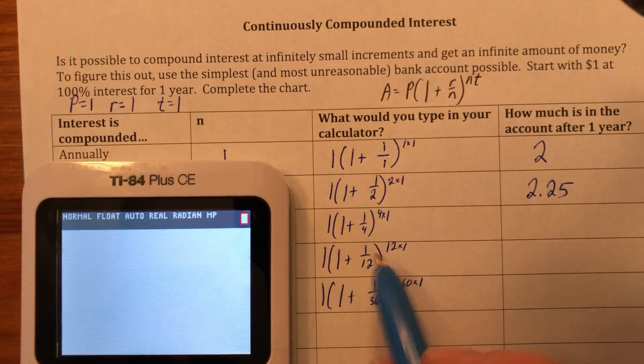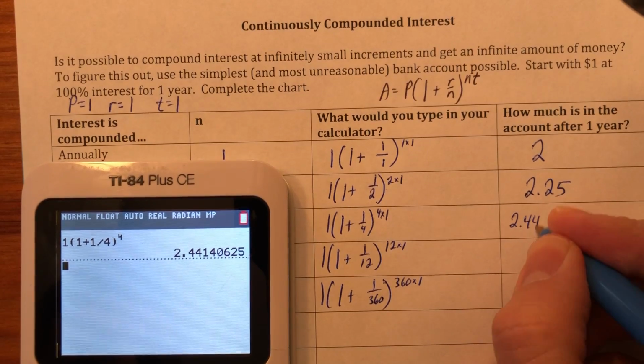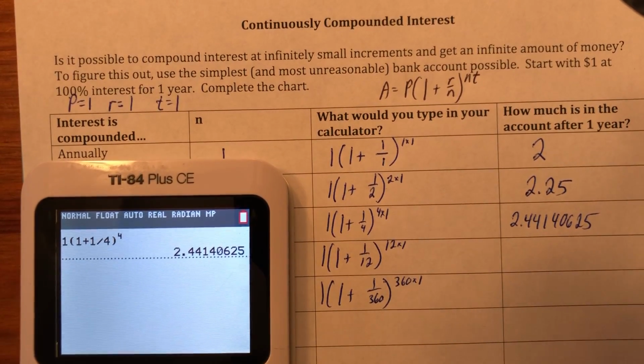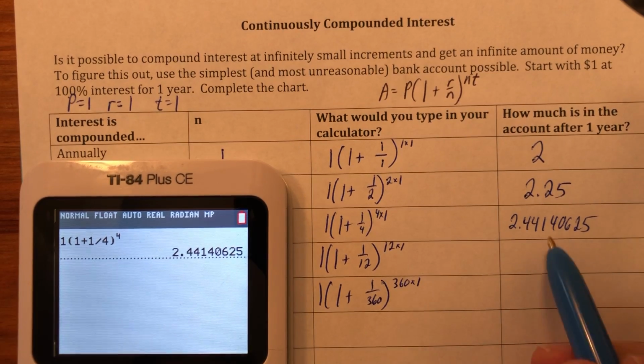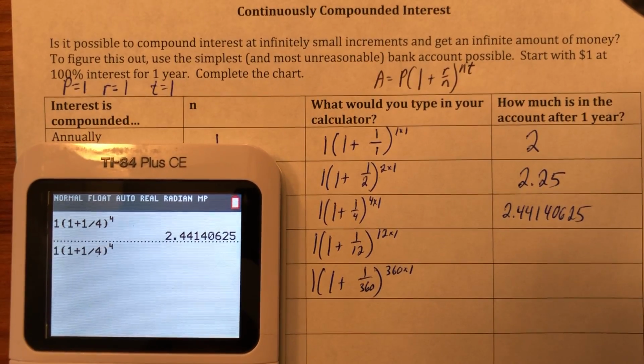All right, battery's about dead on my calculator. I've been doing a whole lot of math. Nothing wrong with that. That's 2.44140625. Now, I know you're thinking, well, we're dealing with money here, so why don't I just round to 2 decimal places? Trust me, I'm going to use all of them, and it'll kind of help if I do.